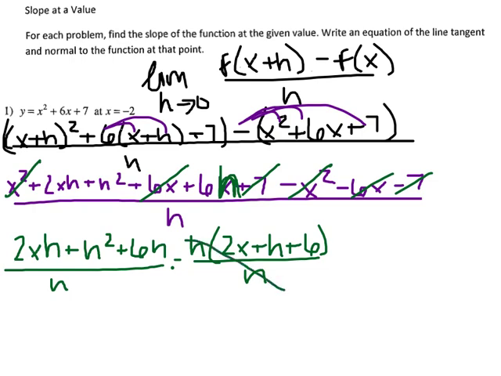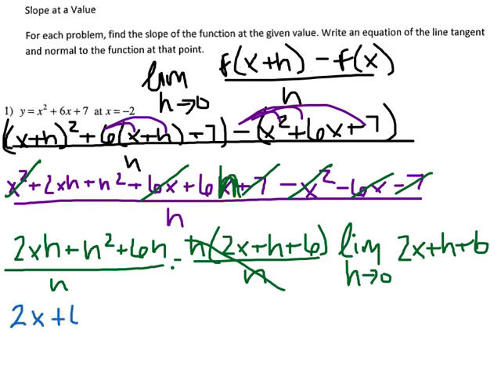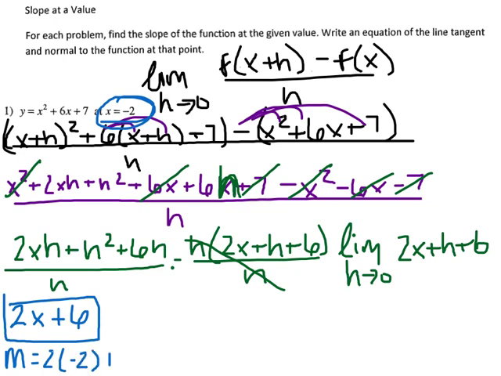When we take the limit as h approaches 0 of 2x plus h plus 6, we simply get 2x plus 6. This is our derivative. Now it wants to know at the point negative 2. So when we plug in negative 2, our slope of the line is going to be 2 times negative 2 plus 6. That's negative 4 plus 6, which is 2.